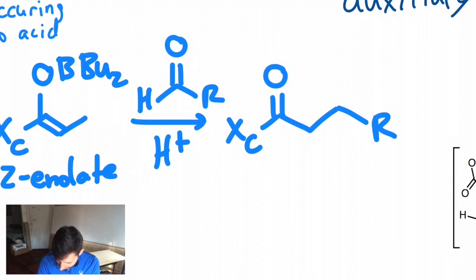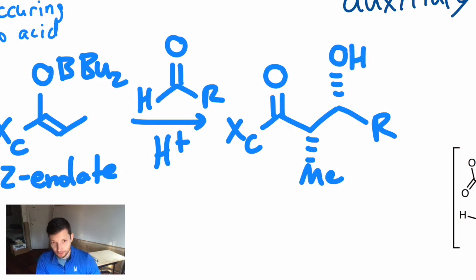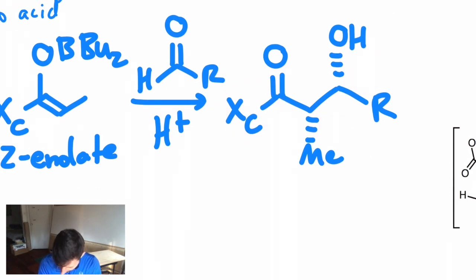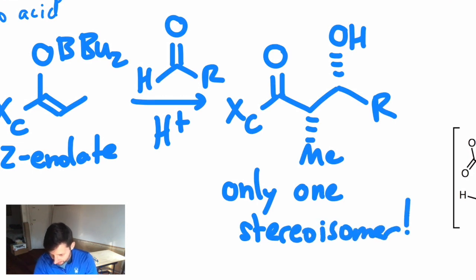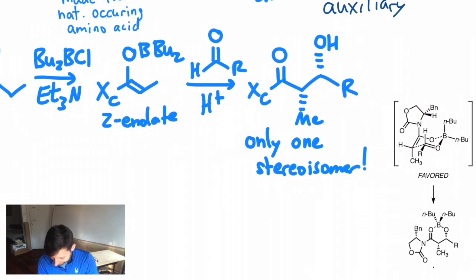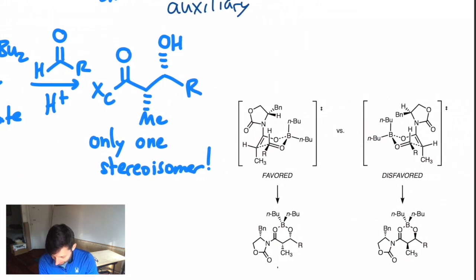Now the Z enolate gives us a syn relationship between those two stereocenters. That's what we just talked about above in the previous part. The difference here is because of this auxiliary, you only get one stereoisomer formed. And the reason for that is shown a little bit over here.